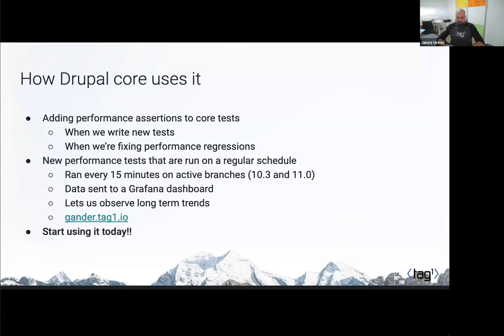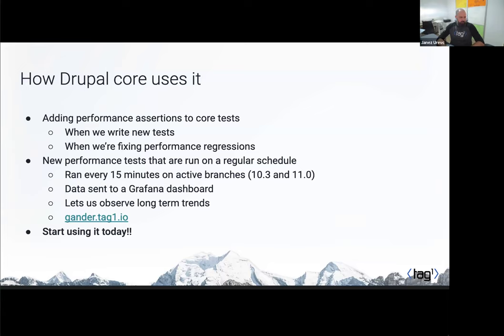So how does Drupal Core use it? With performance tests, we can now assert on performance metrics. So we can assert on the number of database queries, the number of cache requests, things like that. When we are writing new tests, we add those. As we will see, the performance test is basically just a little bit smarter functional JavaScript test. So we can really start adding performance assertions to any JavaScript test. And especially when we're fixing performance regressions, we are adding assertions that make sure that these regressions do not reappear.